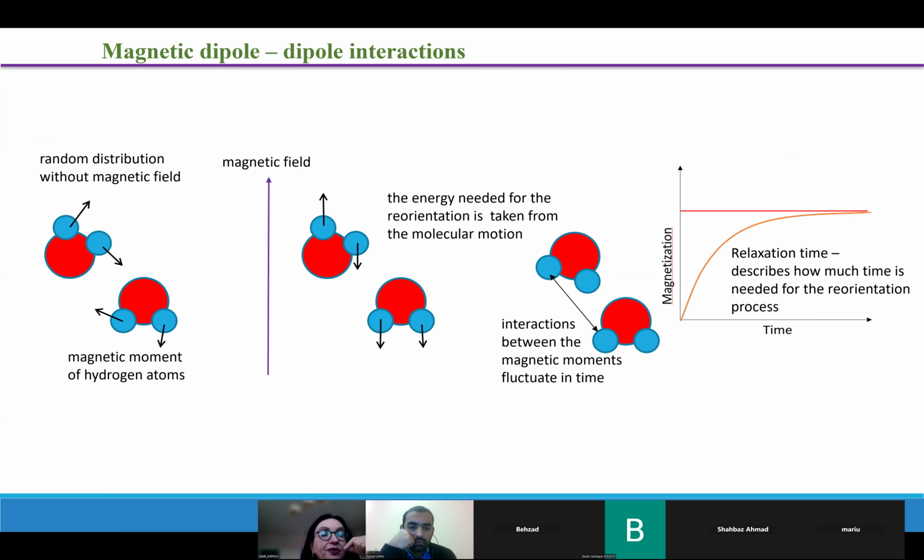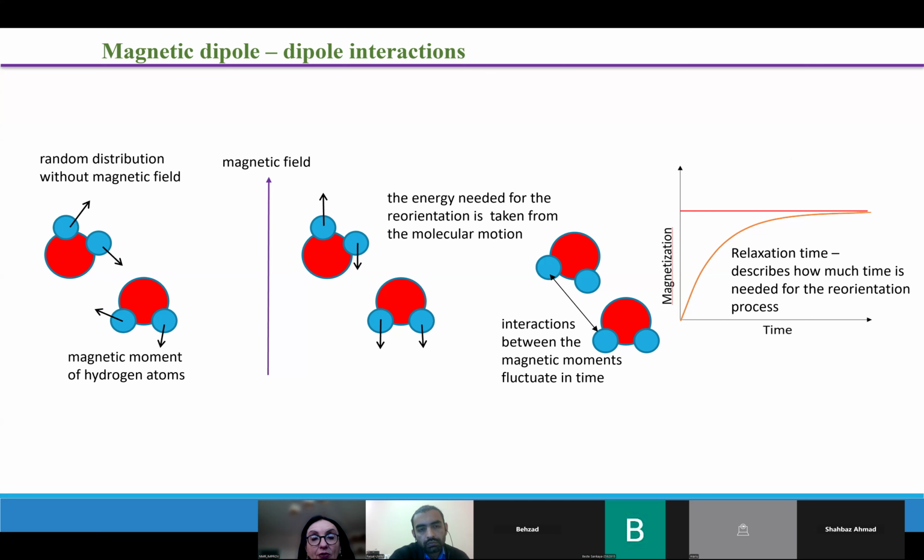We have this random distribution of magnetic moments with no magnetic field. Then we apply a magnetic field, and we have this order determined by the Boltzmann rule. Some of them are up, some of them are down. And then, as I said, I change the magnetic field and I want to change those populations. And what will happen now?